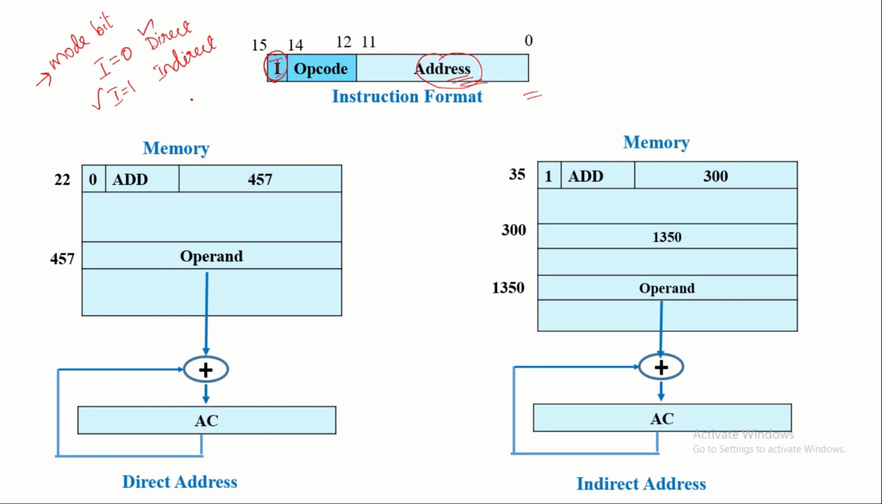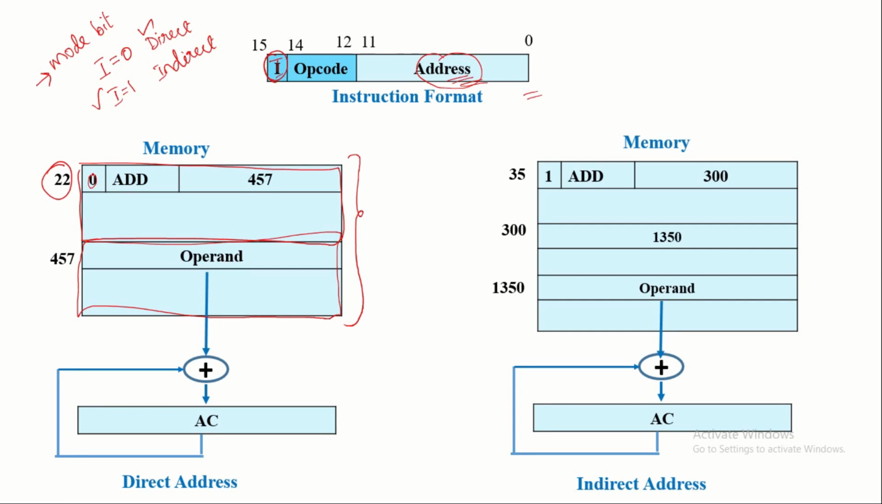Okay, let us now discuss how it is implemented inside the basic computer in this example. Just to take this example, in this memory, both the instructions as well as operands are stored inside the same memory. Here you can see in the upper part of the memory, instructions are stored. In the bottom part of the memory, operands are stored. If we go to the memory location 22, we can find one instruction which contains 0 in the I bit field and ADD in the opcode part, 457 in the address part.